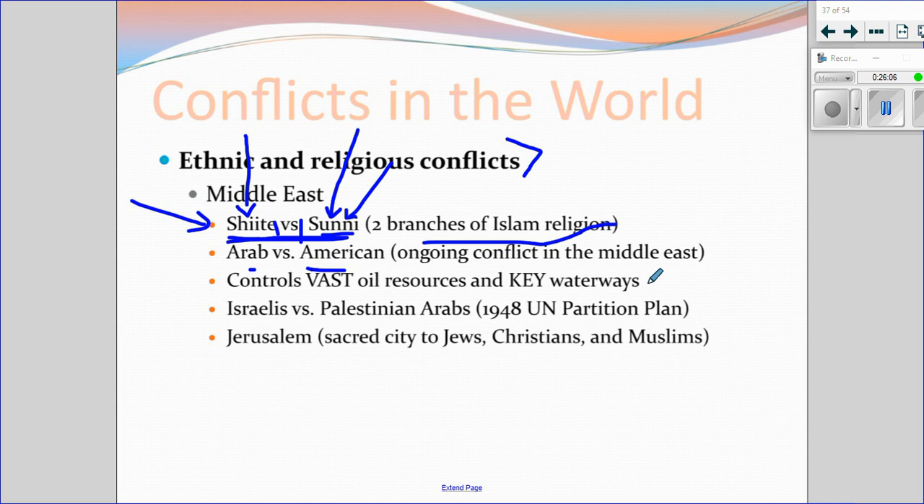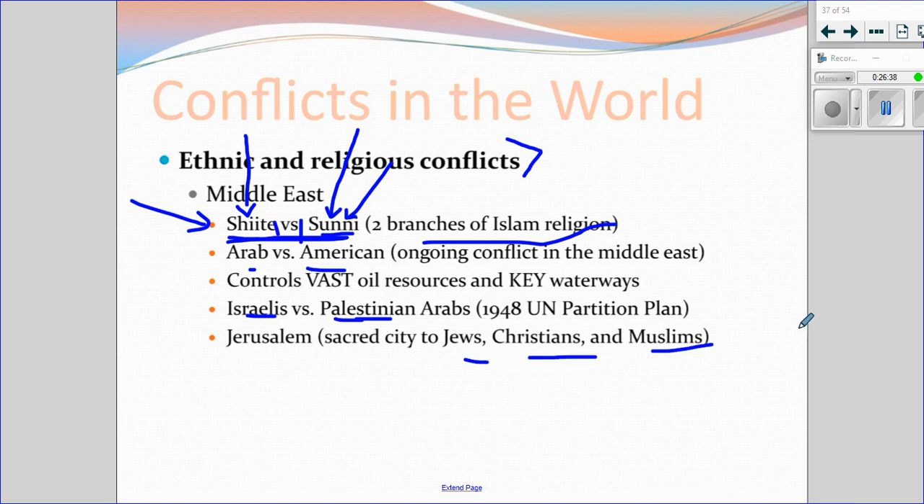The Middle East is a source of vast oil resources and major strategic waterways. And so people are going to continue to vie for influence there for years to come. You have the Israeli and Palestinian conflict. In 1948, the state of Israel was created, but there are Palestinians that live there too. And these groups, along with Christians, have holy sites in the city of Jerusalem. So Jerusalem is a holy city to Jews, Christians, and Muslims.